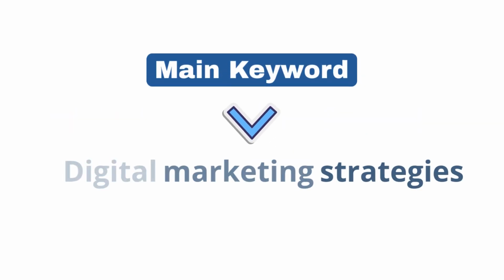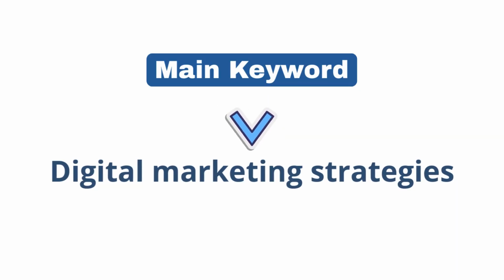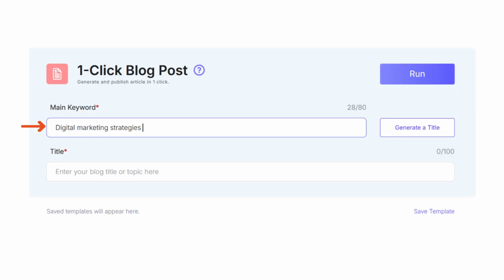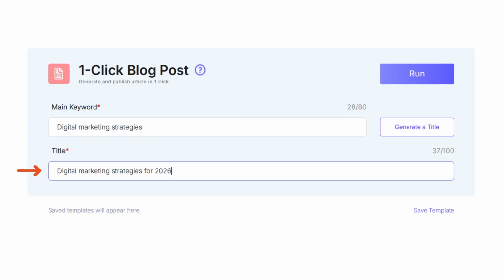So, your main keyword is digital marketing strategies. Let's add your main keyword into this main keyword section. Then you need to add your blog title here. According to our example, our blog title is Digital Marketing Strategies for 2026.